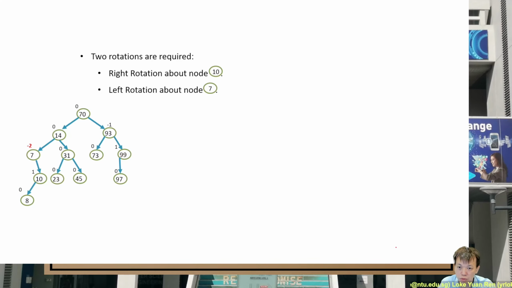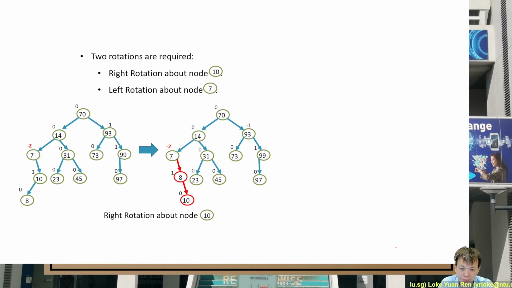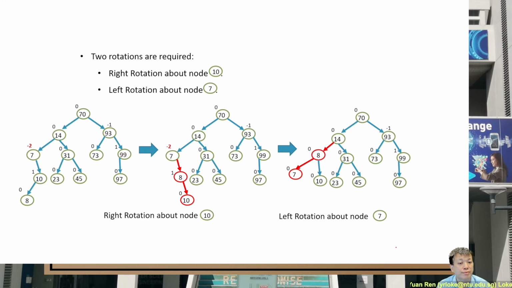First you do the right rotation about node 10. This will be the result. And then you do the left rotation. Then the tree will become an AVL tree, or balanced binary search tree. So this AVL tree does the balancing by doing rotations about the unbalanced nodes.